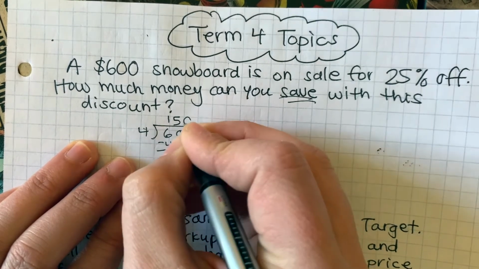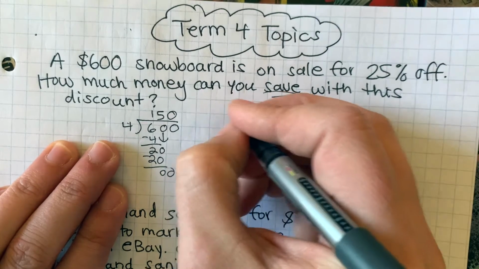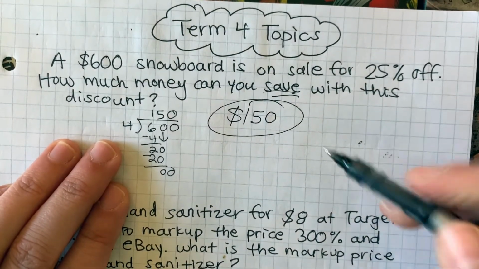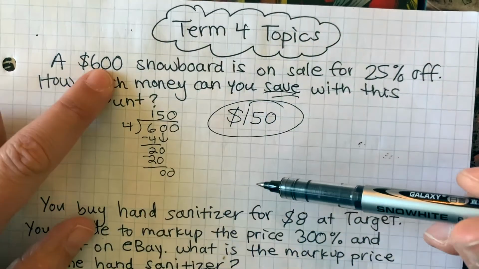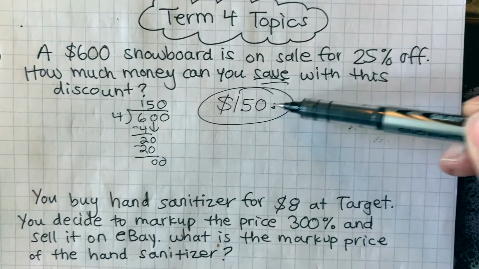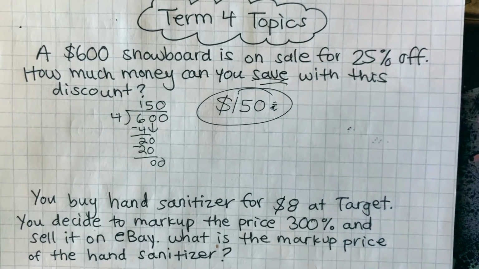Okay, I'm doing that. Ooh, okay. All right, so, oh my gosh, that is a massive discount. You get to save $150. That is the money you get to save. If you wanted to find the discount price, you would take 600 and then subtract 150. But this is how much money you would save if you got 25% off. You get to save $150.